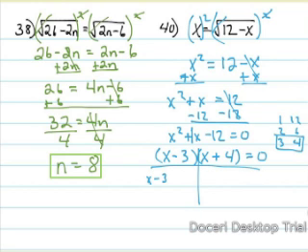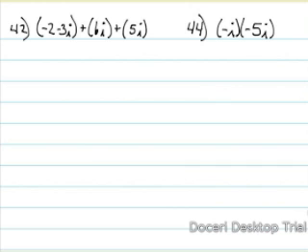x minus 3 equals 0. x plus 4 equals 0. So we'll end up with x equals 3 and x equals negative 4. You should check both of those back in the original equation to make sure you don't get any extraneous solutions. But we're going to move on to number 42. Moving into some imaginary numbers here.